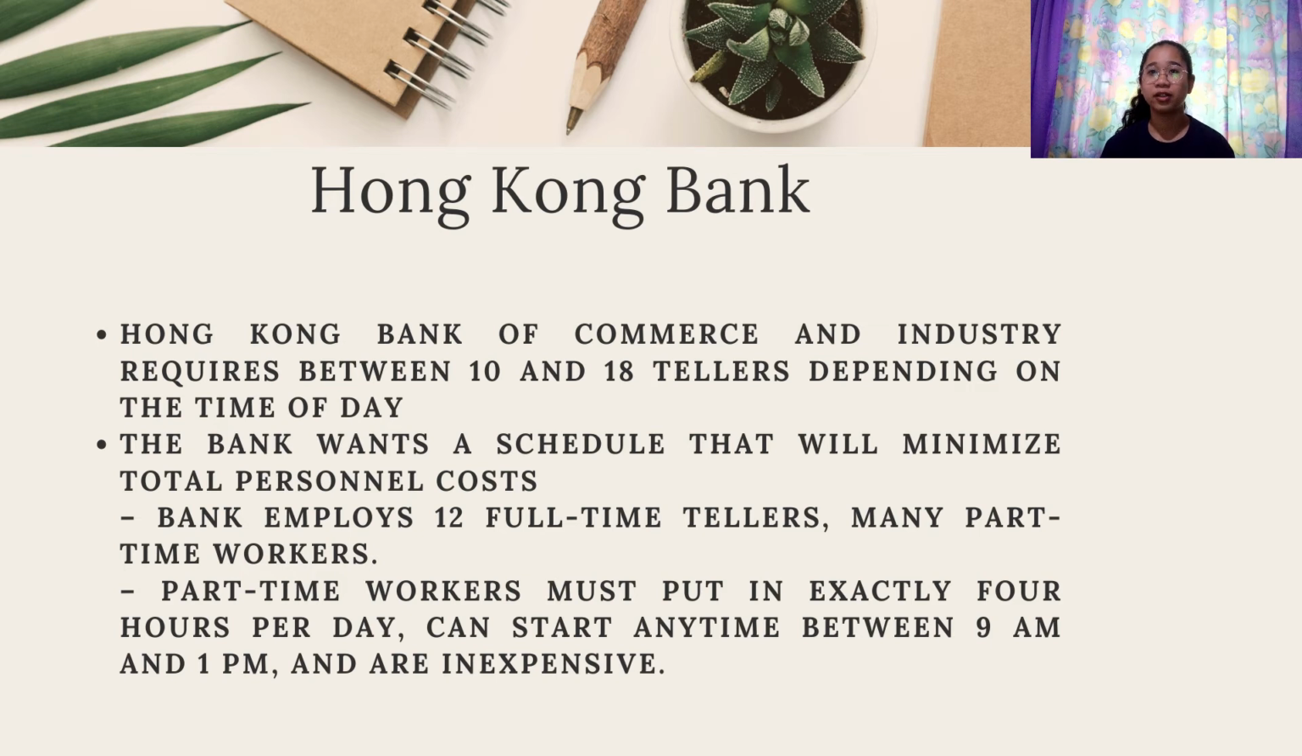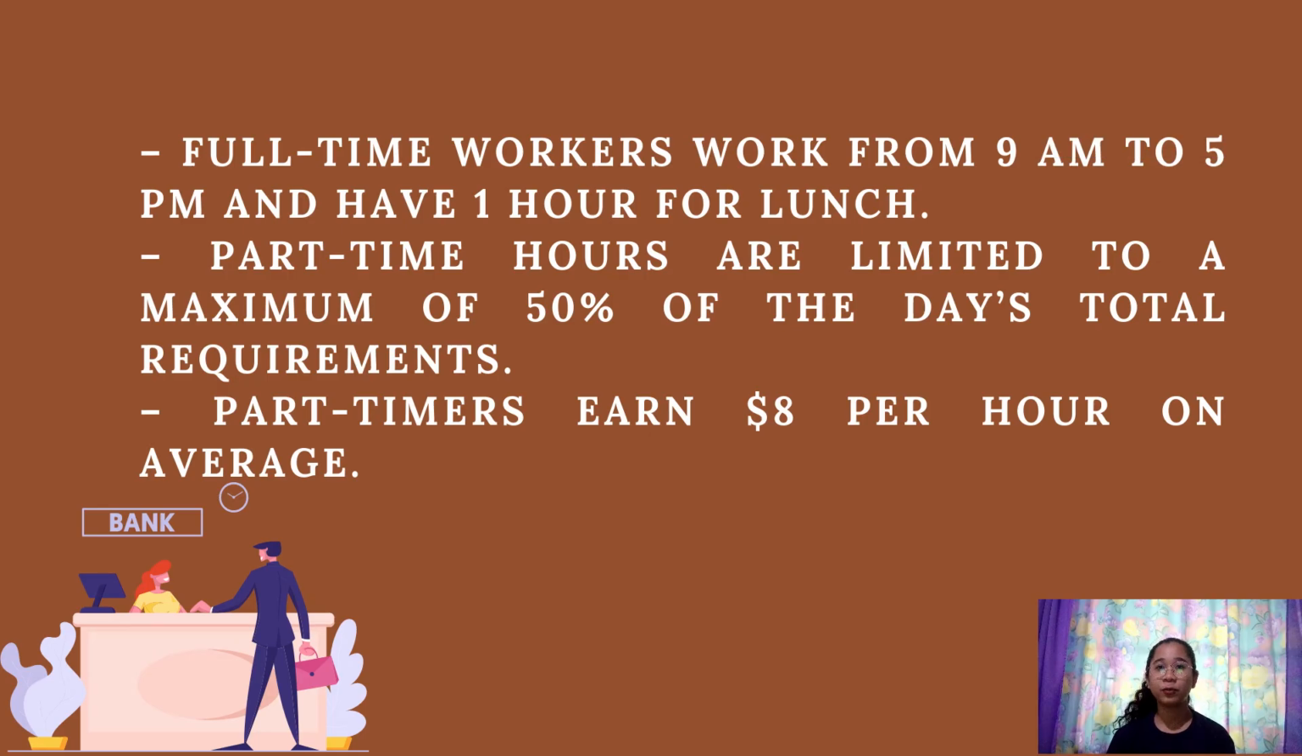Part-time workers have a reasonably low cost to the company since they do not receive retirement or lunch benefits. Full-time workers are granted an hour for lunch and are on the job from 9 a.m. to 5 p.m. At 11 a.m., half of the full-time workers eat while the other half works. Full-time workers contribute 35 hours of productive time per week. The bank implements a policy through which part-time work hours are limited to a maximum of 50% of the total required work hours per day.